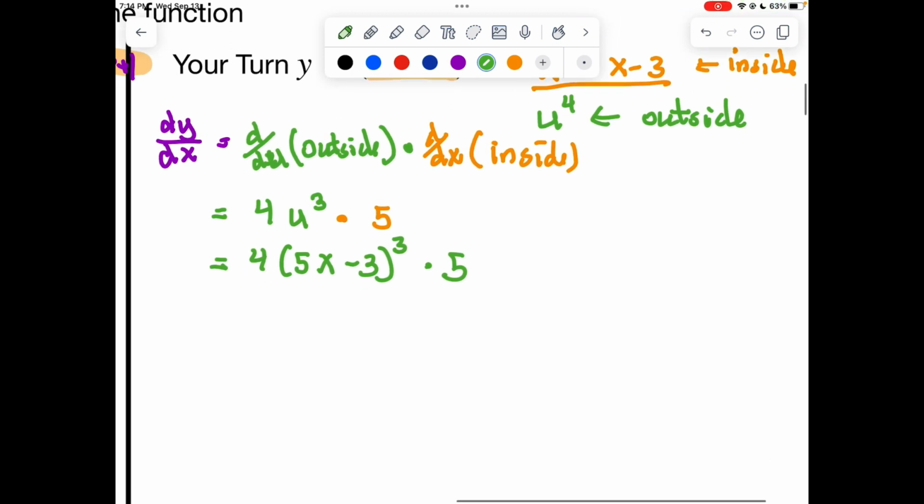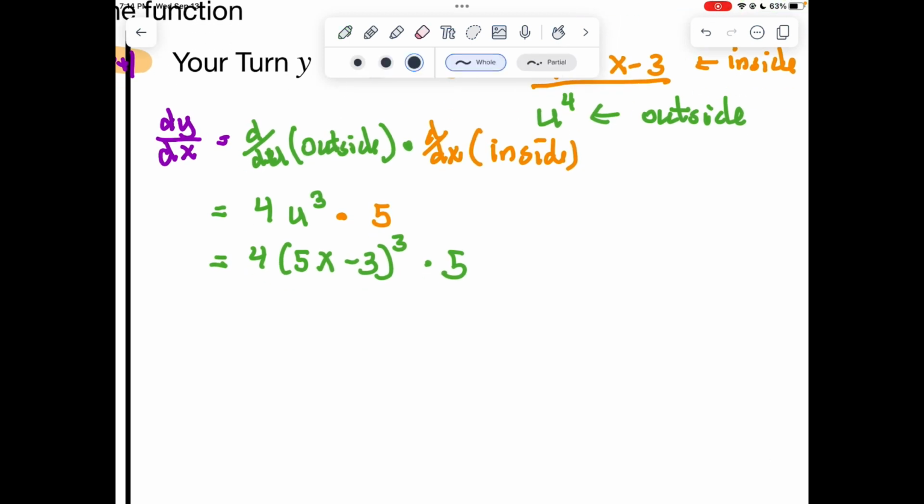I do have some like terms I can combine. I can multiply the 4 and the 5 together to simplify this down, and I will get 20 times (5x minus 3) quantity cubed. And that is the derivative of this problem.